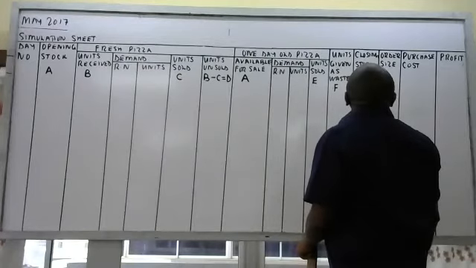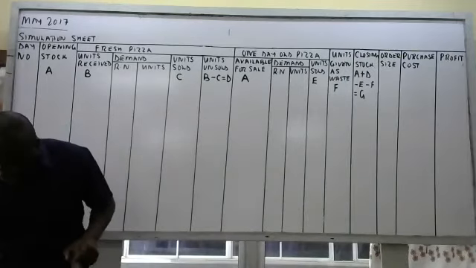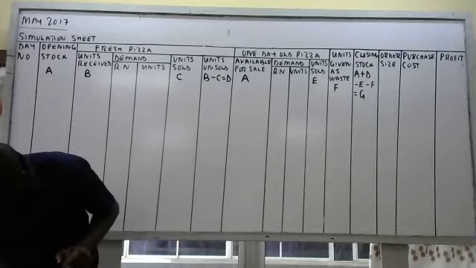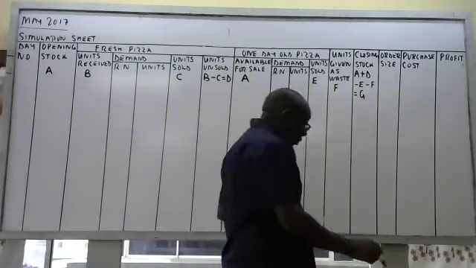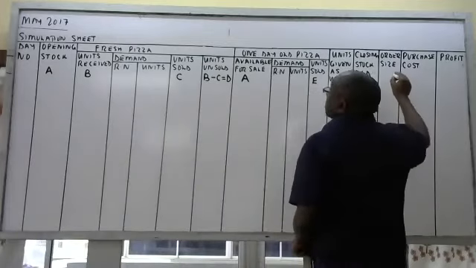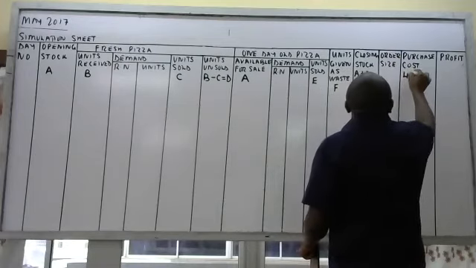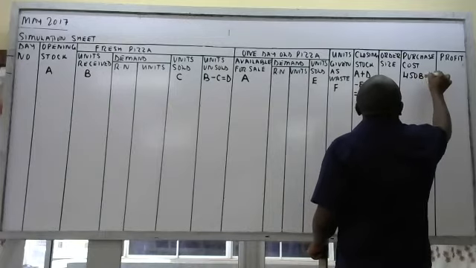How do I get purchase costs? One pizza is bought at how much? 450 each. So purchase costs will be 450B. And we will call it H.